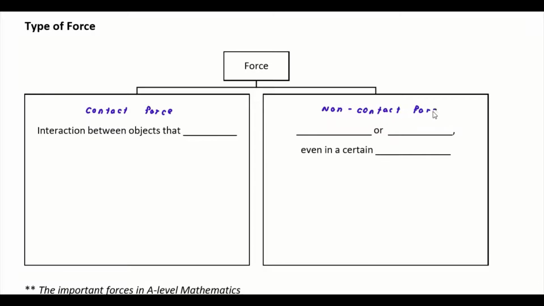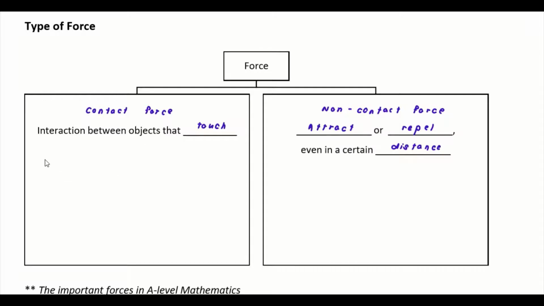When we talk about contact force, it means that the objects interact and their interaction touches each other. For non-contact force, it's mainly about attraction or objects repelling each other. This force can be generated even though the objects are at a certain distance. Now let's think of some examples of contact force and non-contact force that we encounter in real life.